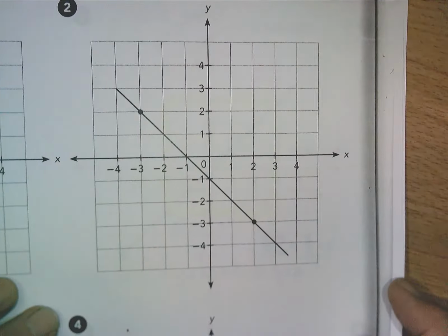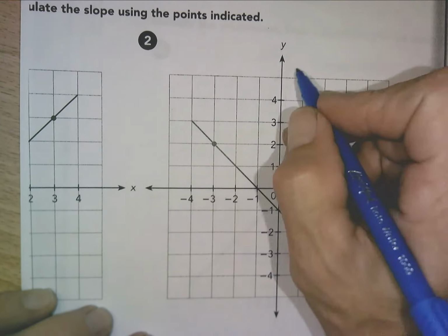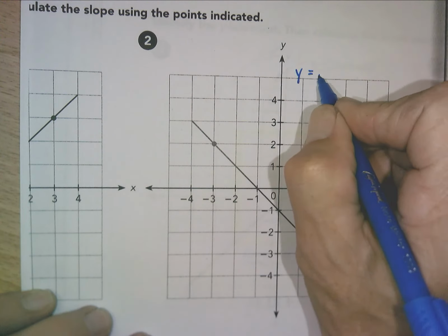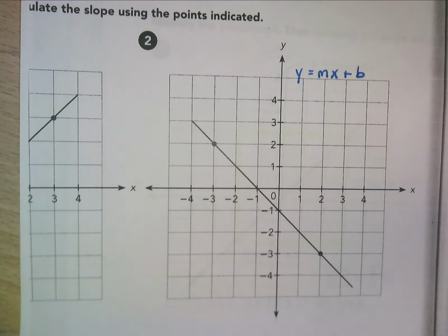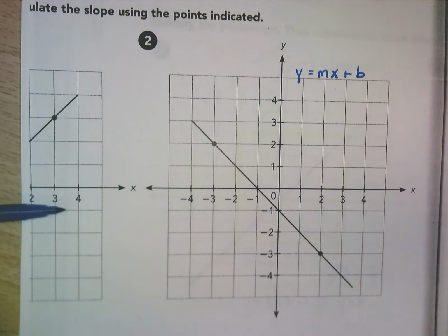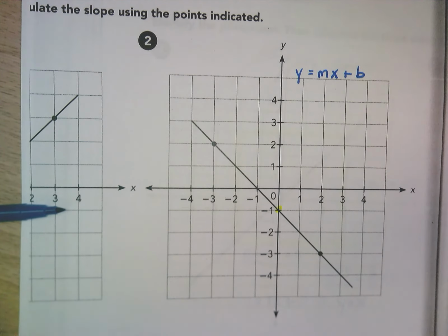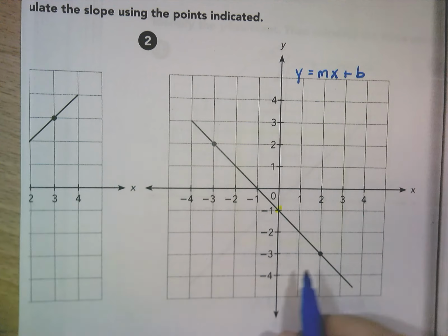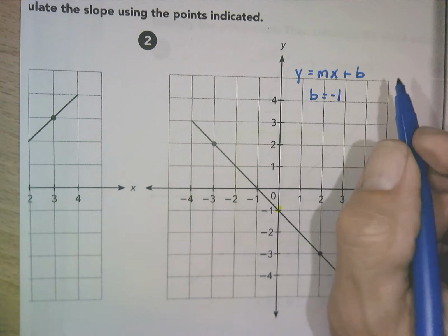Let's do the second graph. So let's start with this. Let's take a look again. y equals slope times x plus y-intercept. The y-intercept in this case is right here. That's where the line crosses the y-axis. So b is equal to -1.